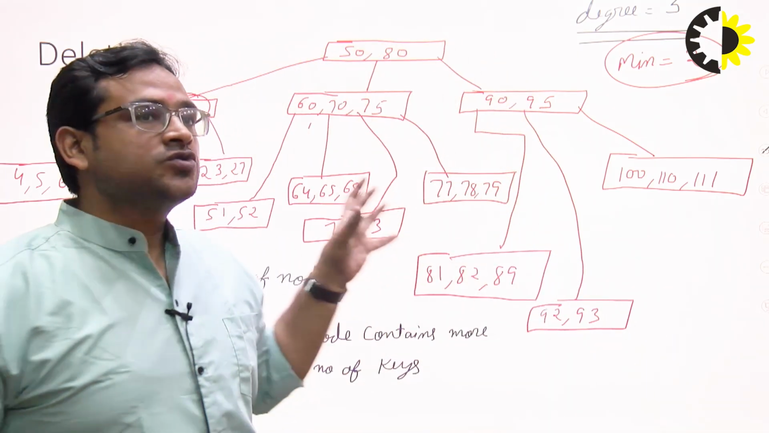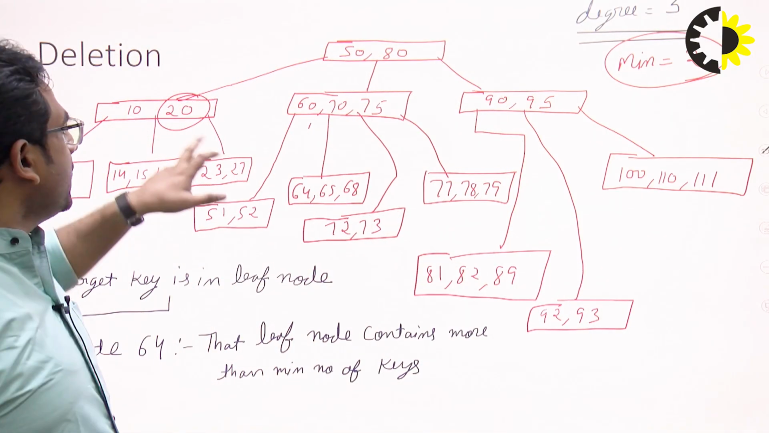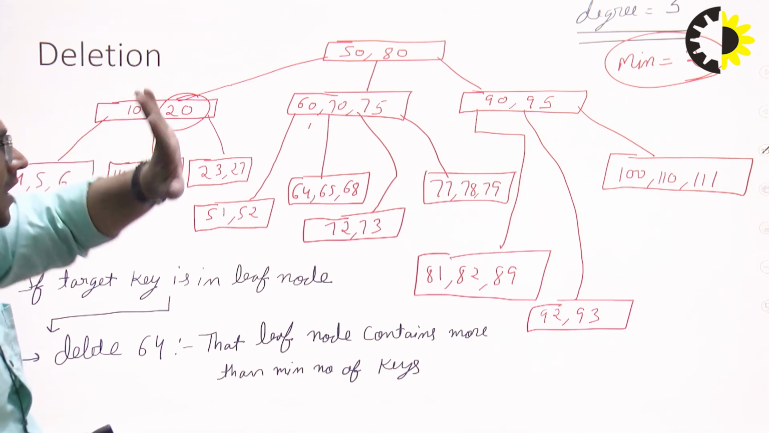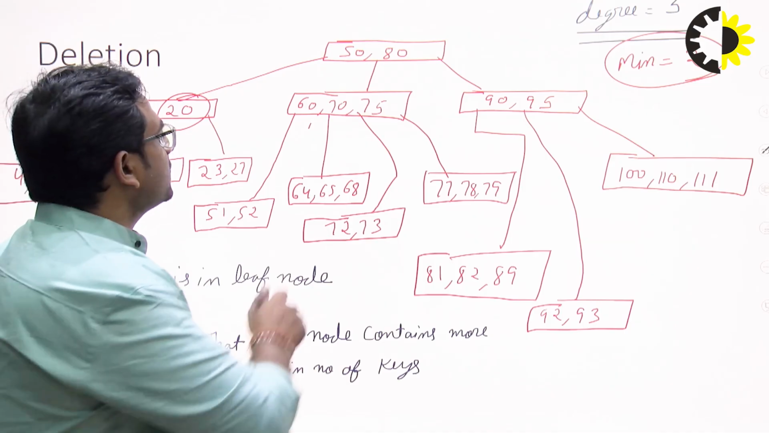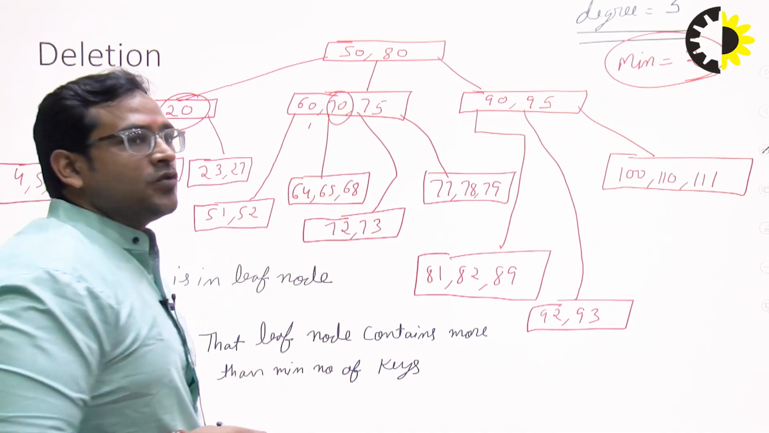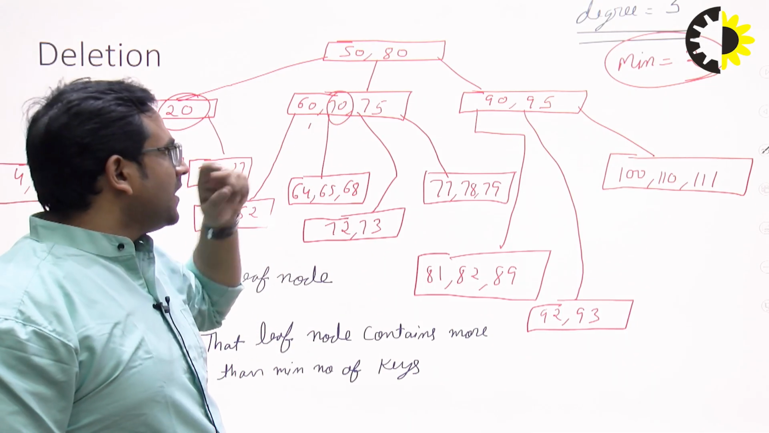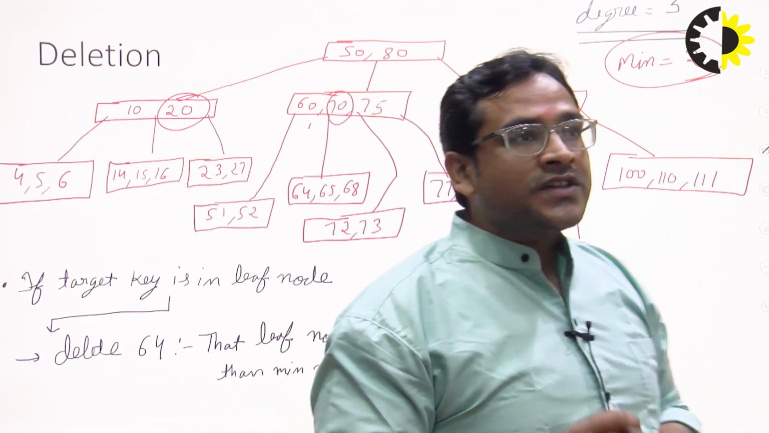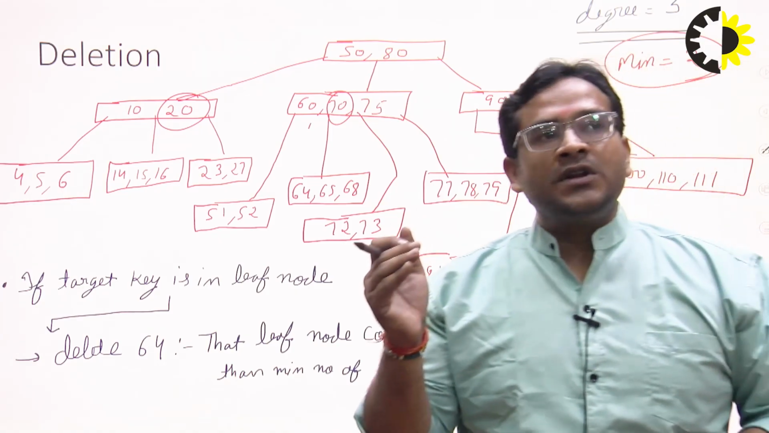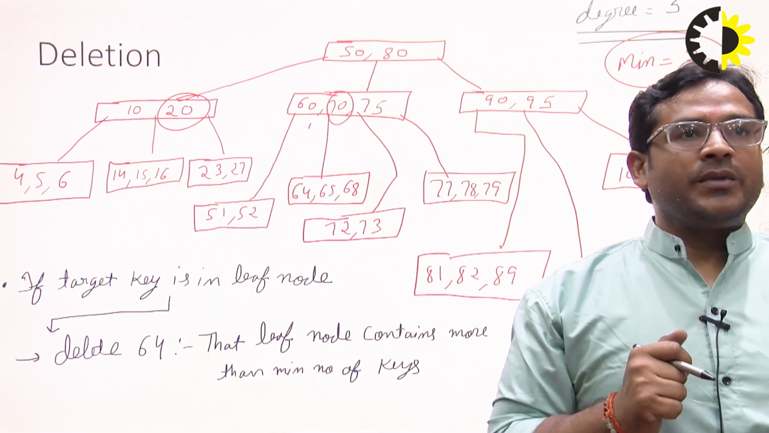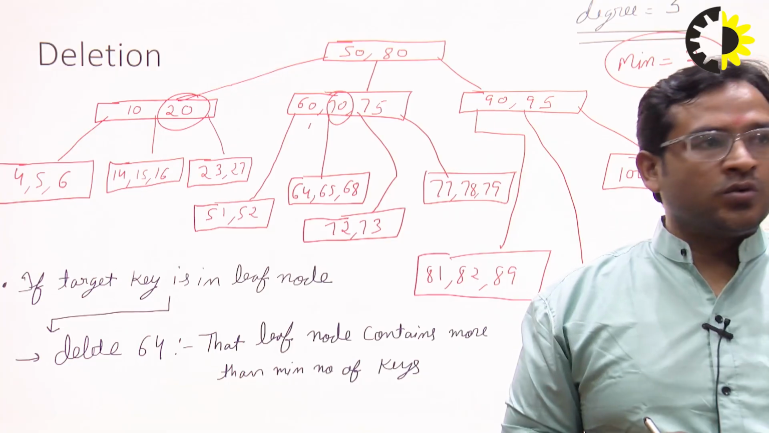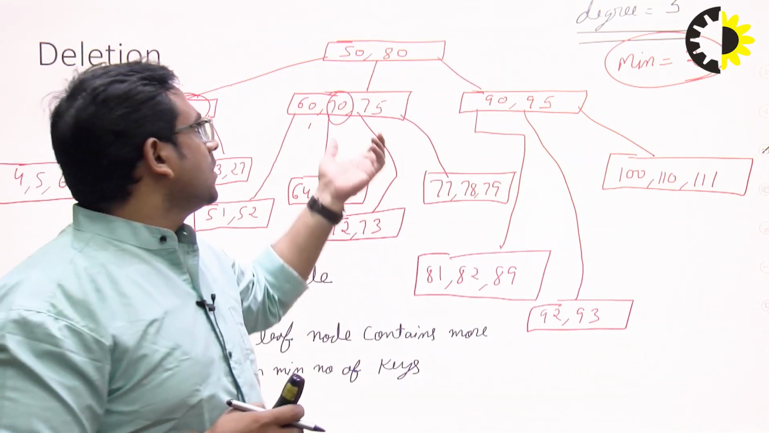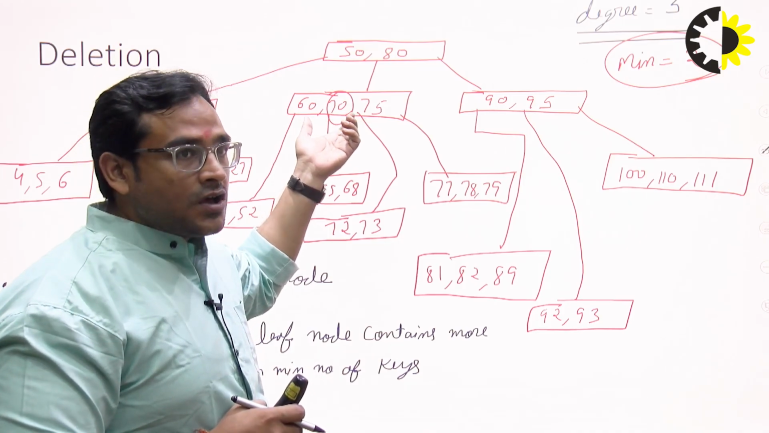Before this I can explain one more example. Suppose you want to delete this 70. Okay. So if you are going to delete this 70, you must check this node is having greater than the minimum number of keys. Yes, the minimum key here is only 2. So how many elements must be there? Like 1. Okay, so you can simply delete.